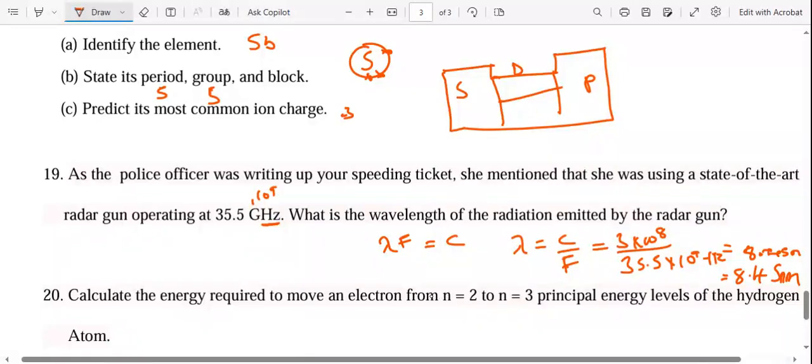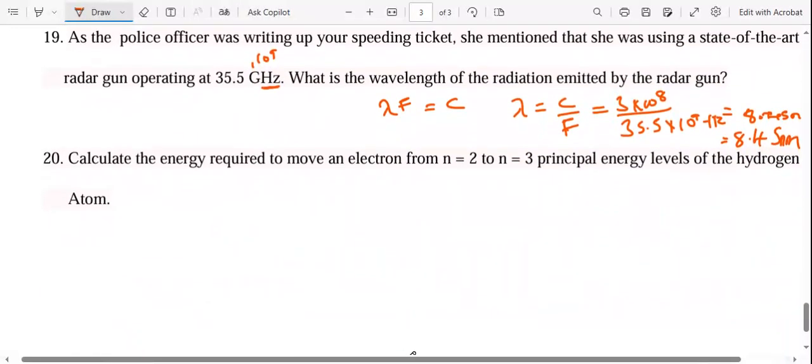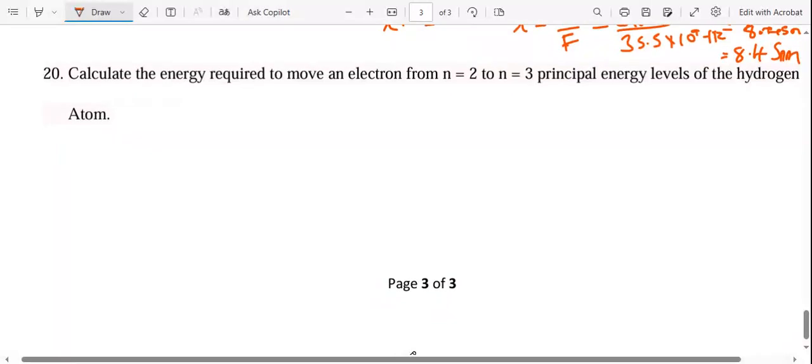Always, wavelength is measured in meters. So to calculate the energy level, question 20, the change in energy will be given as a constant, and the value that we put there is negative 2.178 times 10 to the power negative 18.